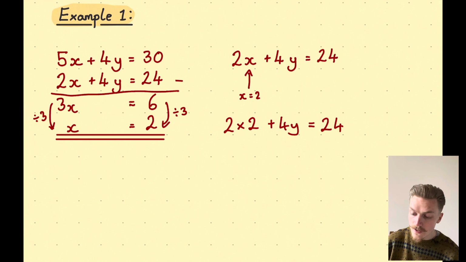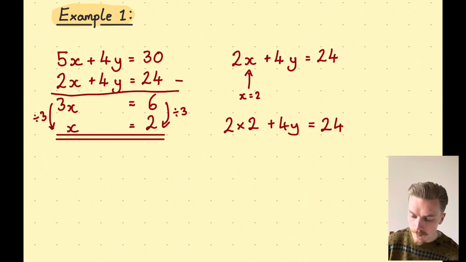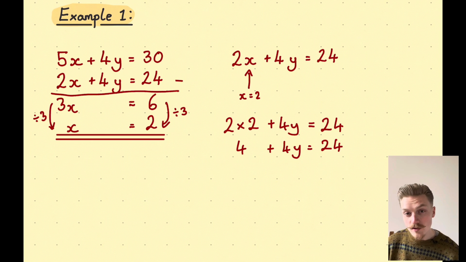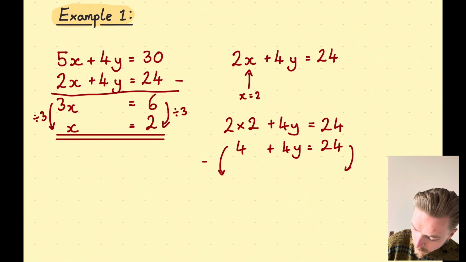Lovely. I've now got an equation that has only one variable. It's only got the y in now, so I can solve it. So let's just do a little bit of working out here. 2 times 2, well that's 4, plus 4y equals 24. Then I'm just solving this, so I'm trying to find out what y is by undoing everything. Two options here. I could divide everything by 4, or I could take away 4. I'm actually going to take away 4.